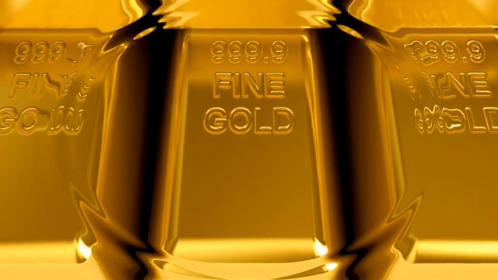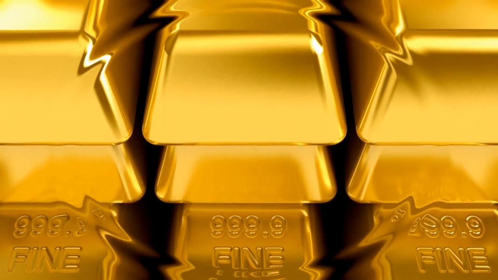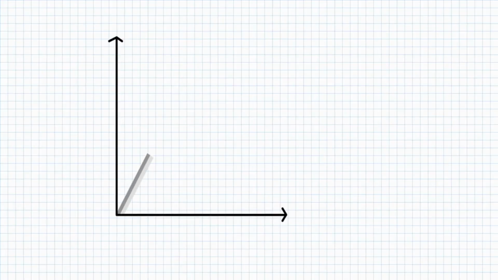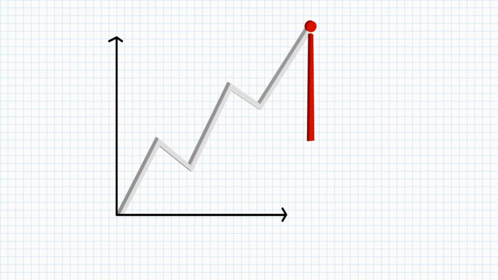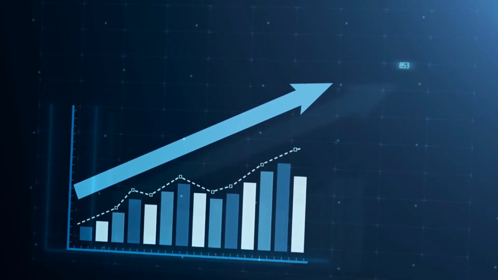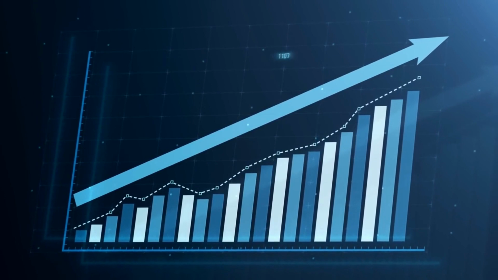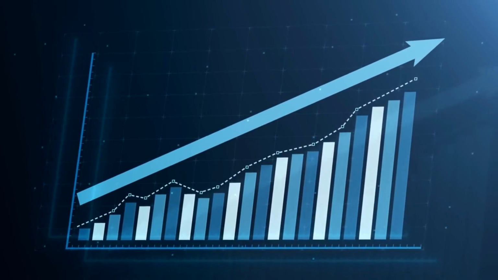Finally, the gold standard's role in exacerbating the Great Depression cannot be overlooked. As economies worldwide struggled to cope with the devastation, the inflexibility of the gold standard hindered effective responses and perpetuated the crisis. The subsequent abandonment of the gold standard by major economies signaled a shift towards more flexible monetary policies, which played a crucial role in the eventual recovery from the Great Depression.